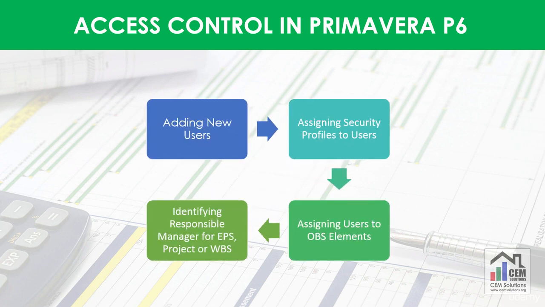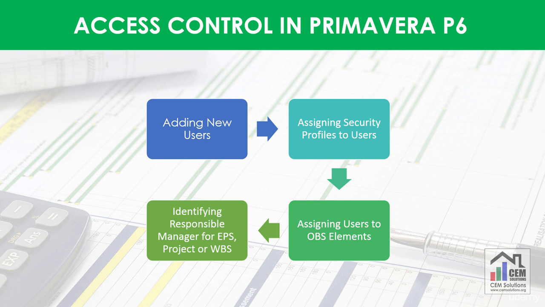In the access control process, first, new users are added to Primavera P6 and a login ID and a password are assigned to them. Then these users are assigned a security profile which defines what type of access they have. For example, can they add new projects or resources, or can they edit or delete project activities, or do they have admin privileges, etc. Then these users are assigned to an OBS element to define their roles.